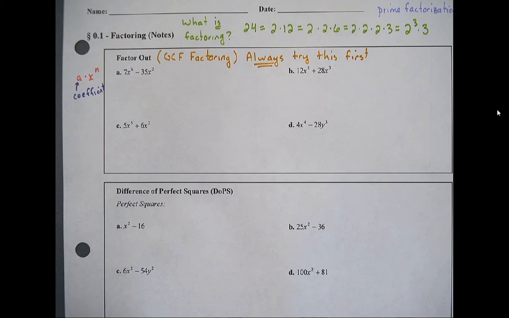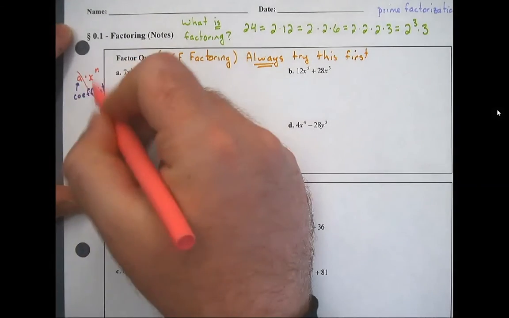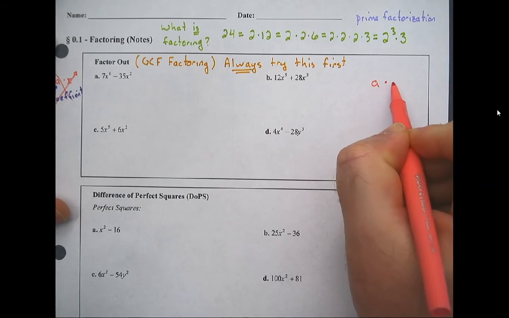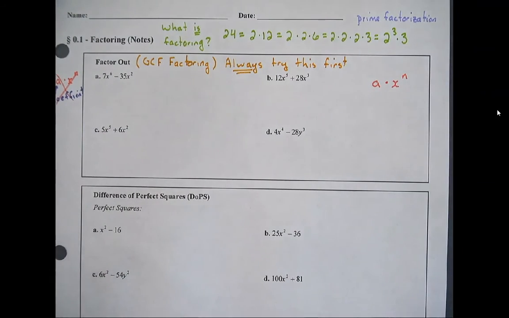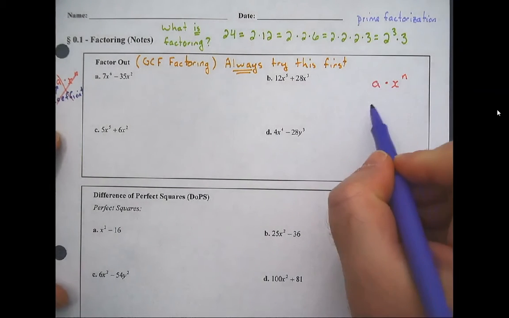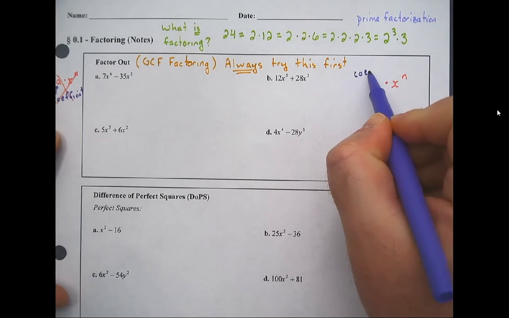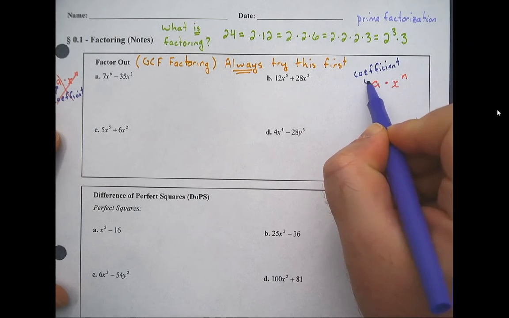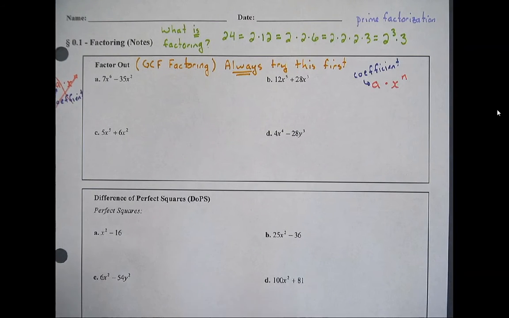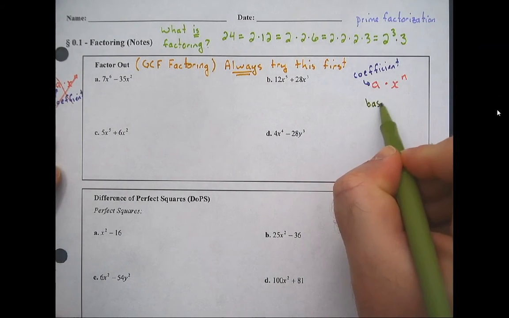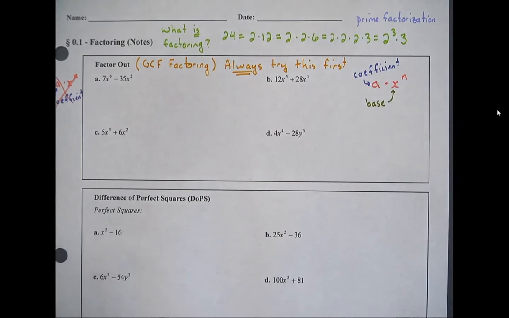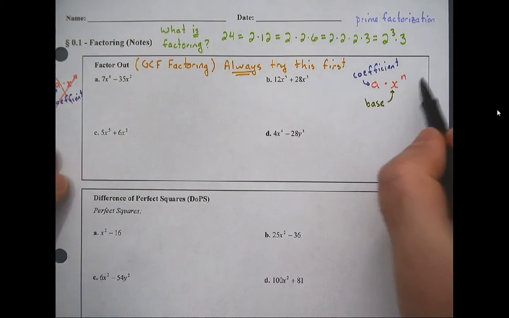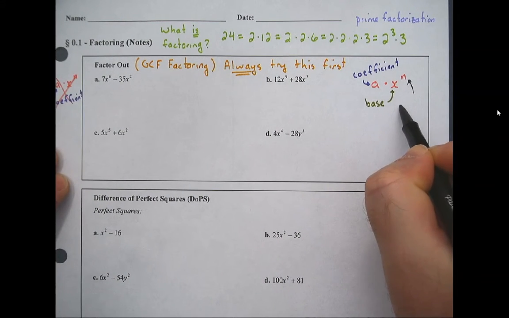I wish I would have put it over here. I'm going to move it. I don't like it over there. I don't have enough room to write everything. So I'm going to write it over here. A times x to the n. This is called the coefficient. This is called the base. This is called the exponent.